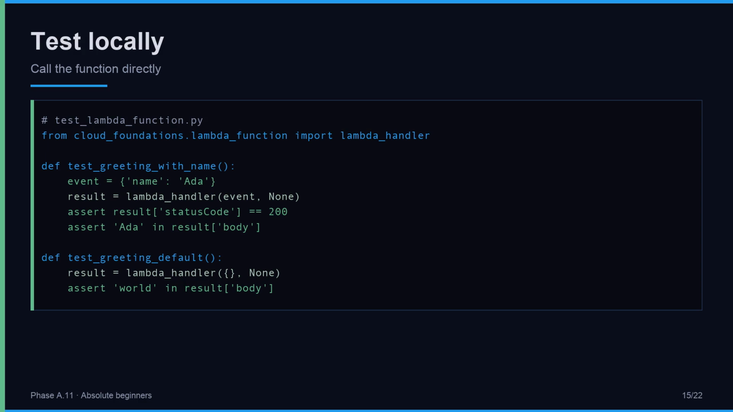We assert that the status code is 200 and that the body contains the name Ada. A second test calls the handler with an empty event and asserts the body contains the default world. Run these tests with uv run pytest. If they pass, your handler works. This is the power of the handler pattern. It is just a function, so you can test it like any other function. A function is a function.